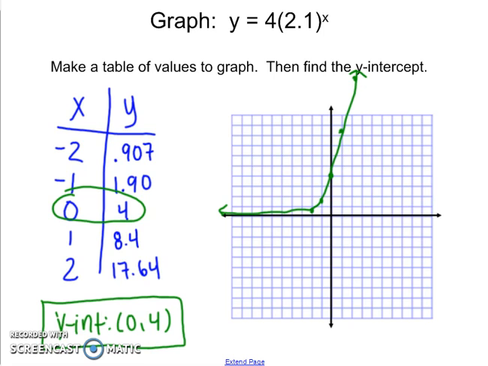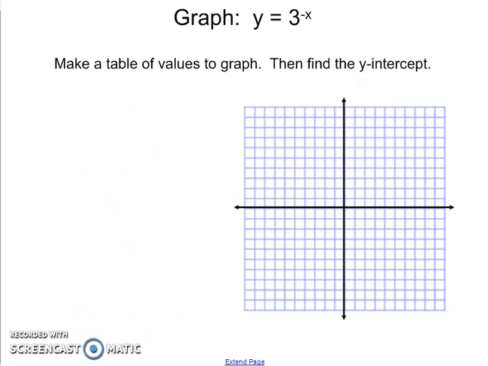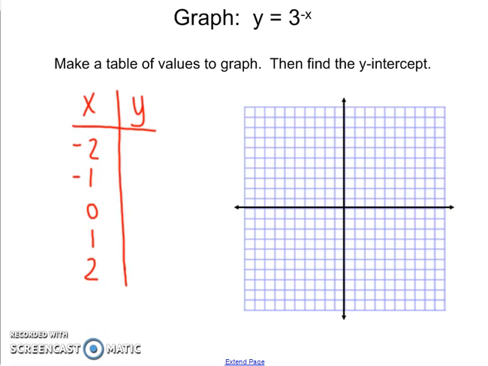Okay, so let's look at one more. So again, we're going to make a table of values. So I'm going to make x, y. And I'm going to pick, again, -2, -1, 0, 1, 2. So if you're one of those people that likes to have a set way of doing something, if you pick -2, -1, 0, 1, 2, you're good. So you just want to make sure you have some negatives, you want to have 0, and you want to have some positives. And the smaller the value of x is, the easier it is to simplify.